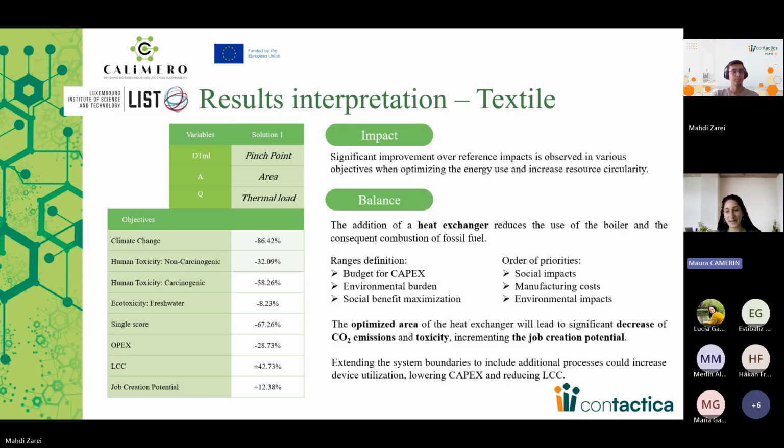Before looking at the table, I would like to say that we have calculated all the indicators for the reference scenario, the baseline, which is the one we started from, and then we recalculated the assessment for the multi-objective optimization. Here we can see the comparison in percentage of reduction of the impacts compared to the baseline scenario. As ranges of definition before running the multi-objective optimization, we defined a budget for the CAPEX and for the environmental burden, and we wanted to maximize the social benefit. Given the order of priority, we started from the social impacts, which have the highest relevance, then the manufacturing cost, and finally the environmental impacts.